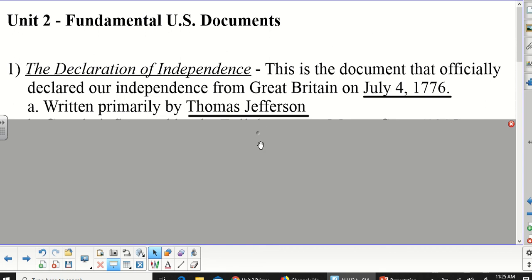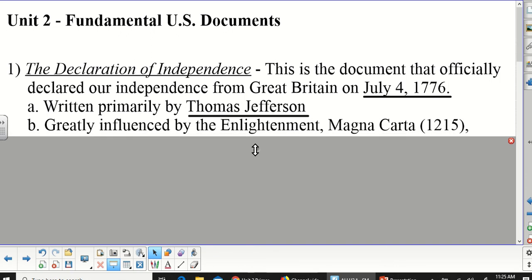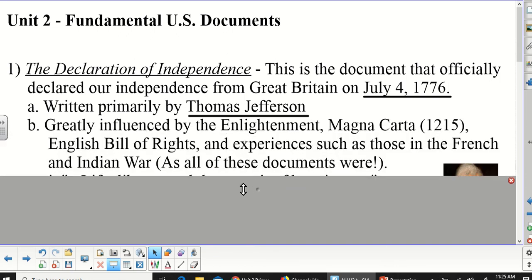But he was a brilliant writer, and perhaps as far as IQ, which isn't perfect, maybe one of the smartest founding fathers, again, as far as IQ. Greatly influenced by other English documents. So he absolutely was most influenced by Enlightenment ideas. The ideas that you had a right to have a government that responded to you, to have consent of the government, that you had a right to revolt.